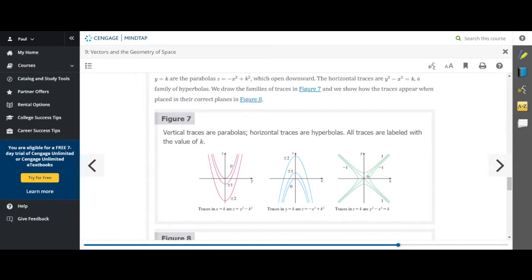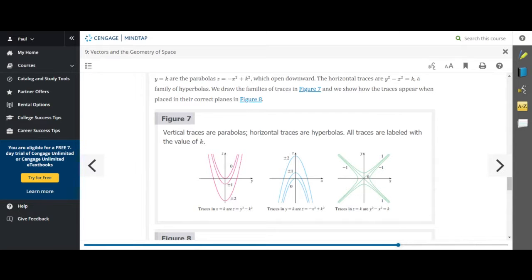Okay, and so if you were to look at this surface with respect to the x-axis, you might have an idea of what it looks like. Look at the third picture. If you let z equals k, then you're going to get y squared minus x squared equals k.